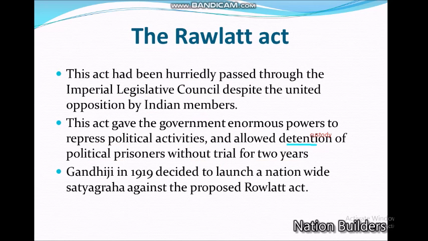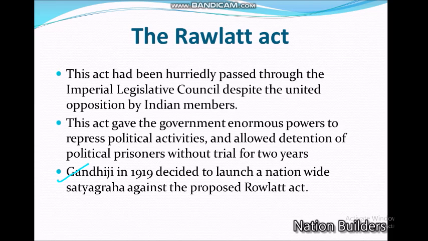So here we have seen what the Rowlatt Act was and how it was passed. The act was passed by the Imperial Legislative Council despite opposition by the Indian members. Through this act, the government got enormous power to repress the political activities of Indians. It allowed the government to keep political prisoners in prison for 2 years without any trial, allowed detention, custody.